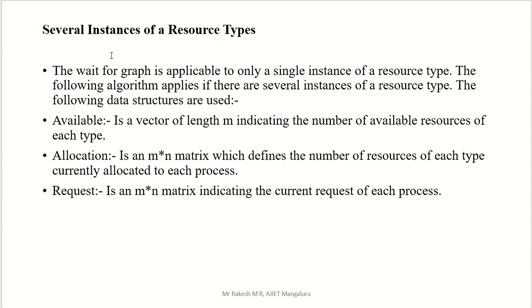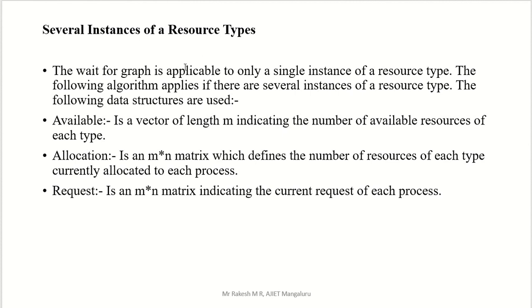Another one is if there are several instances. In the previous slide, which one did we use? We used the wait-for graph, and that concept is used for a single instance. But here we are going for multiple instances, or several instances, of a resource type. So the wait-for graph is applicable only to a single instance of a resource type, but for several instances of a resource type, we are going to use another algorithm.